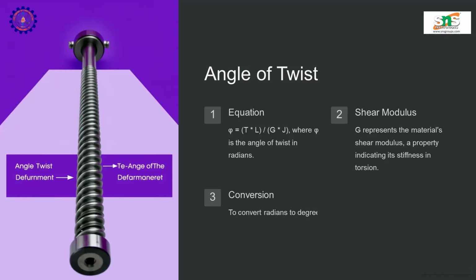of twist. Okay, so from the torsional equation we can find T by J equal to G theta by L, where theta is the angle of twist in radians. G represents the modulus of rigidity or shear modulus, a property indicating its stiffness in torsion. To convert radians to degrees, we multiply by 180 by pi.